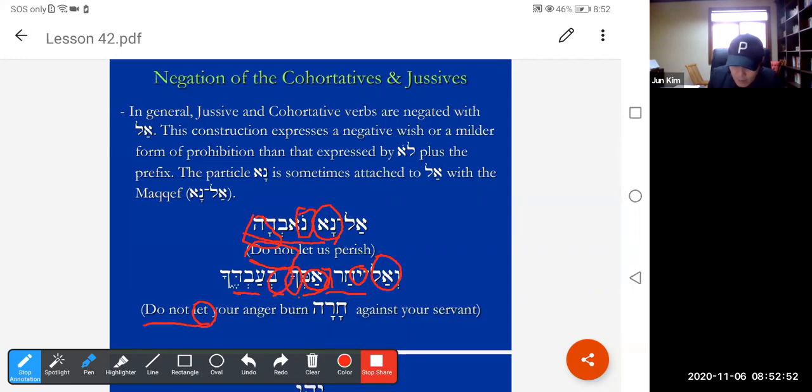Preposition be, ebed, servant. What kind of servant? Your servant. So the preposition be is used for against. So then, and do not let your anger burn against your servant. That's how we can translate it. Okay, is that clear? When it comes to translation of negation of the cohortatives and jussives, simply add the meaning of do not, and you can say let. Right? Let's move on.